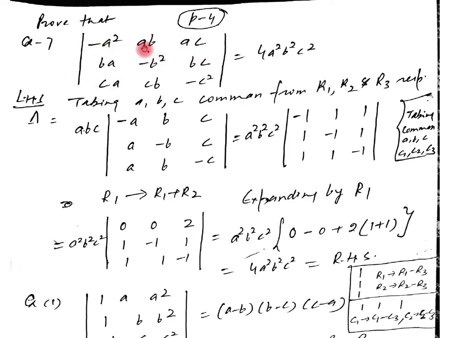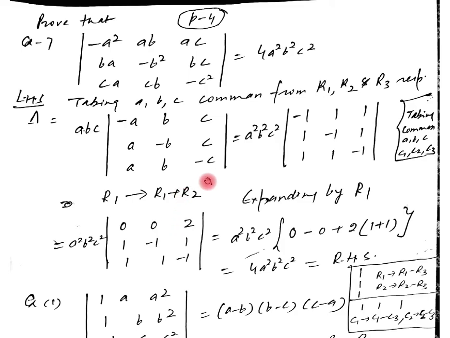First we look here: in the first row a is common, in the second row b is common, in the third row c is common. Generally in mathematics, when we are simplifying any algebraic expression, if there is something common, we have to take it out. Now taking a, b, c common from R1, R2 and R3, it becomes minus a, b, c; it becomes a, minus b, c; it becomes a, b and minus c. Is the first step clear?